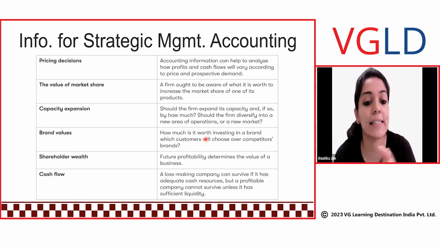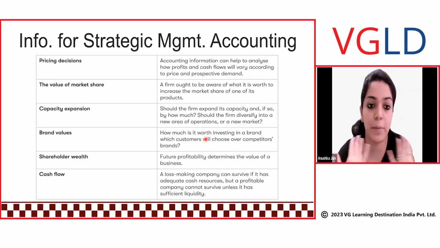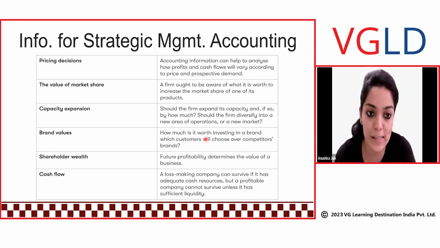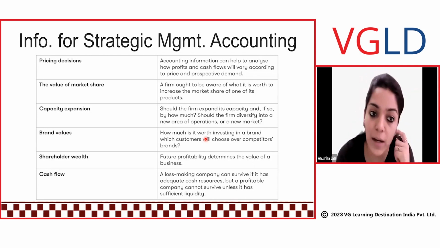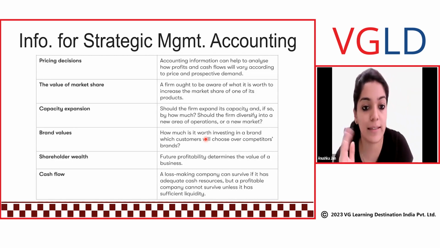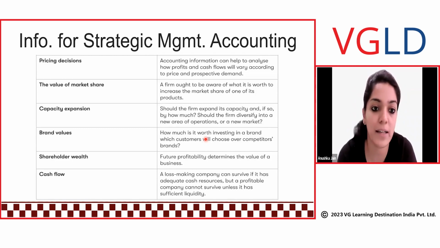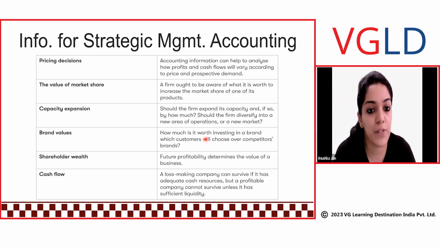Next is shareholder wealth. So shareholder wealth is, again, people at the top are the most highly responsible people who look after the share price of the company, right? How the shares perform over time, because this is what the shareholders put their money for, to get appreciation in their wealth. So that is something which is looked after by the strategic management.